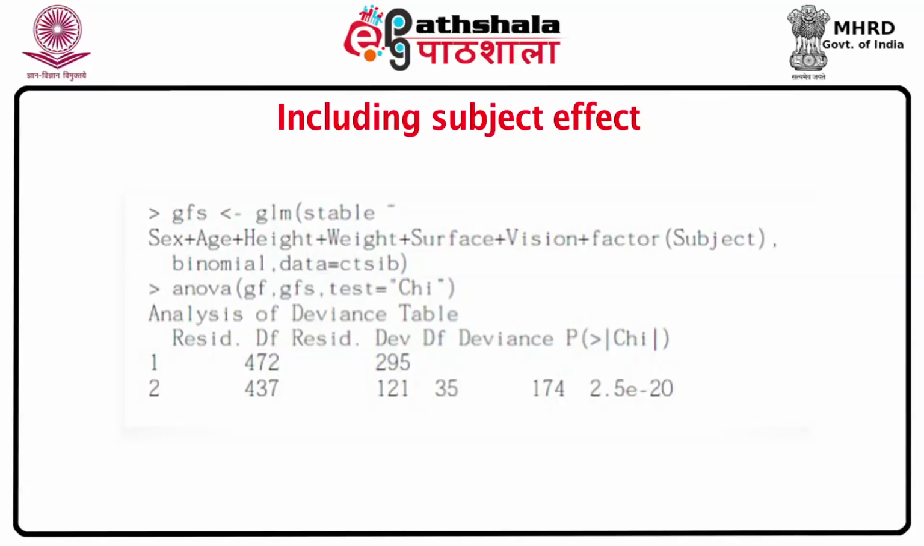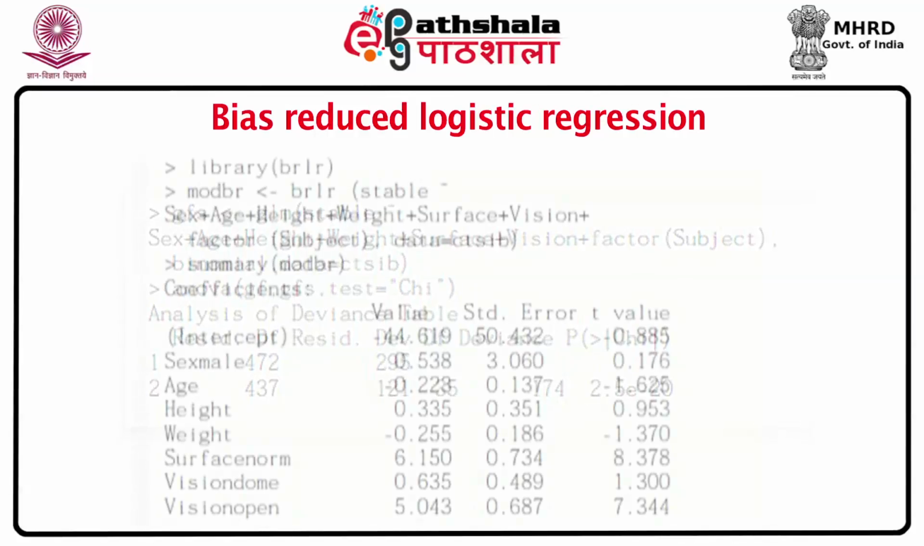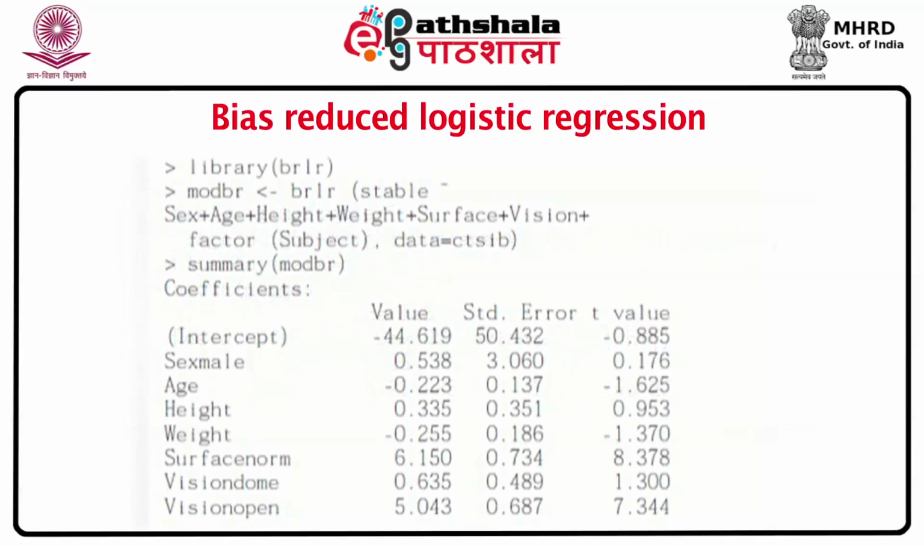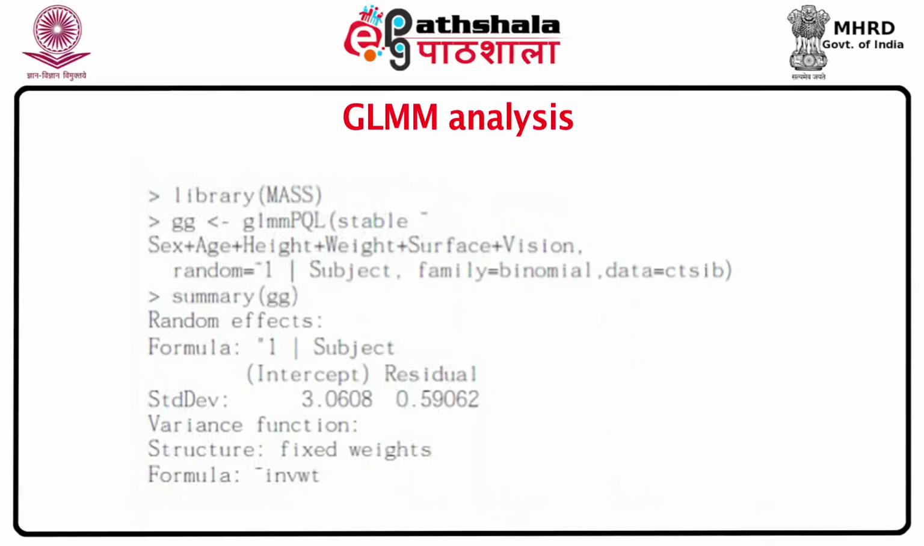However, the adjustment which we have made here by including subject as a fixed factor is probably not a good one because we have introduced a large number of parameters. We can conduct a bias-reduced logistic regression and see that indeed there is some confounding by subject. So one way out is to fit a generalized linear mixed model, and this is what I have done on the next slide using the function GLMM in the MASS library in R.